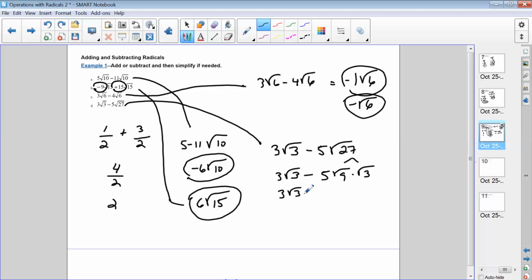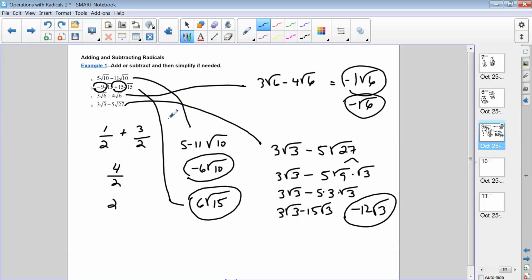So 3 times the square root of 3 minus 5 times 3 times the square root of 3. So this will be 3 times the square root of 3 minus 15 times the square root of 3. Radicands are the same, so what's 3 take away 15? We get negative 12 times the square root of 3.